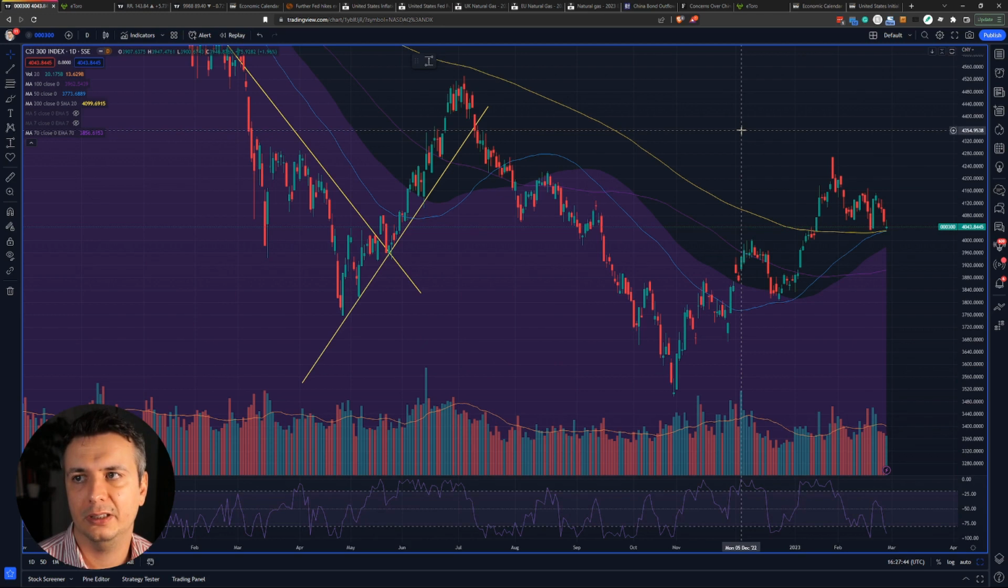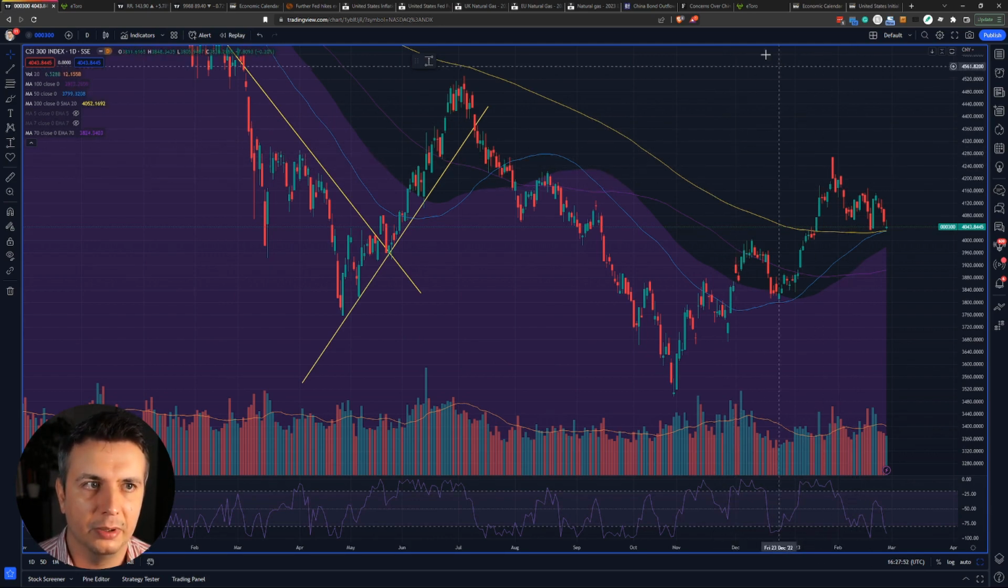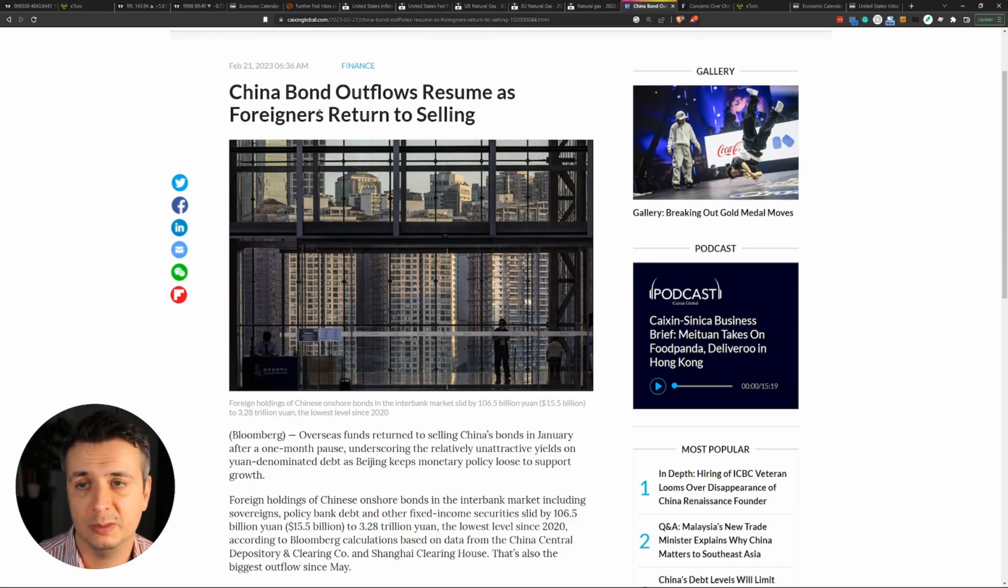So I did mention earlier that the Chinese stock market, but also the bond market, are having a rough time at the moment, and they have been since late January, early Feb. And there are a few reasons for this, but one key reason as far as bonds are concerned is that the Chinese bond market has seen very large outflows.